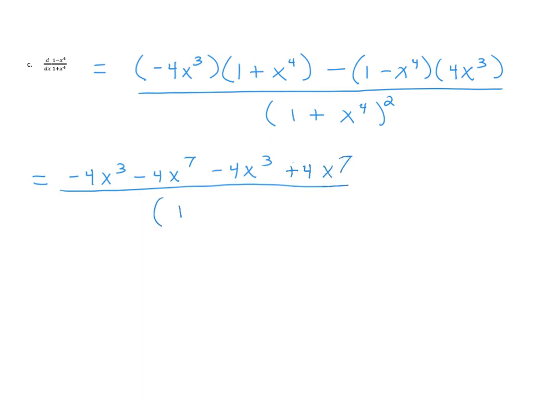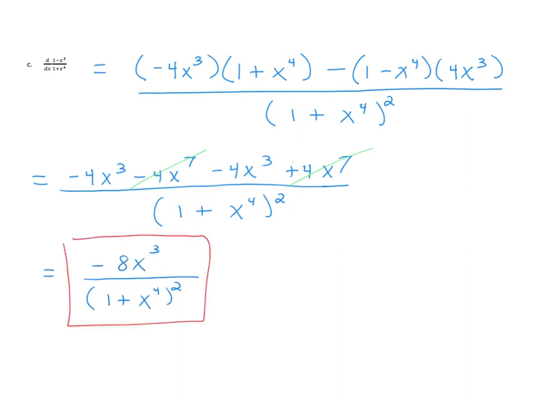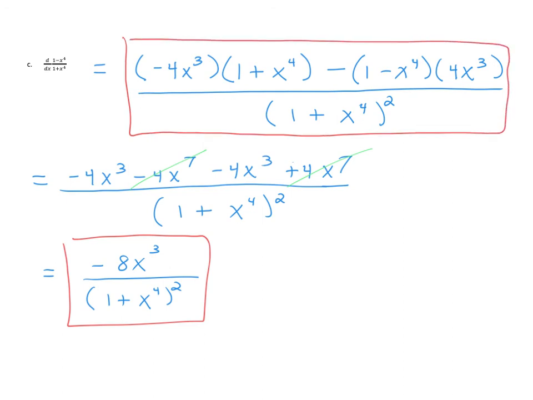It still is divided by 1 plus x to the 4th, all squared. Some stuff does cancel. This negative 4x to the 7th and this positive 4x to the 7th. These are like terms, so I can combine their coefficients. And that gives me negative 8x cubed all over 1 plus x to the 4th squared. And this is the simplified answer, but since we're just taking derivatives, this is completely okay too.